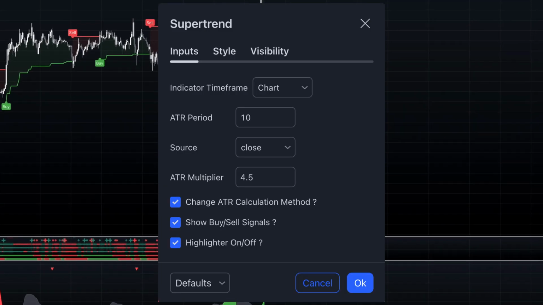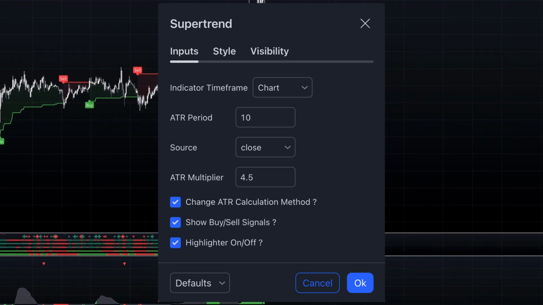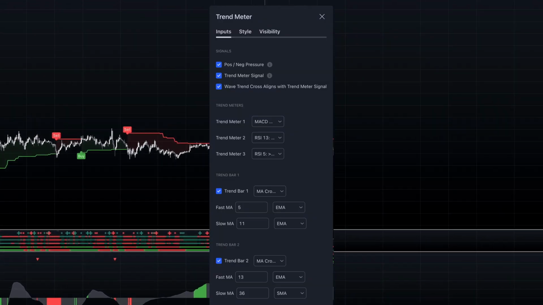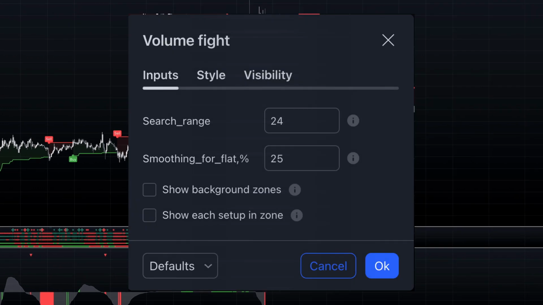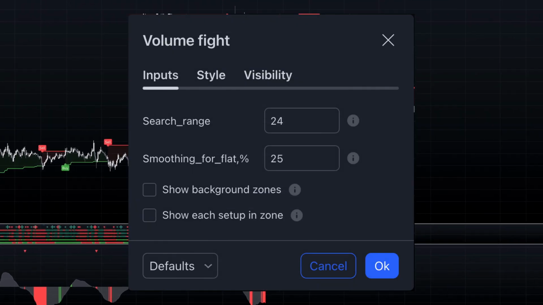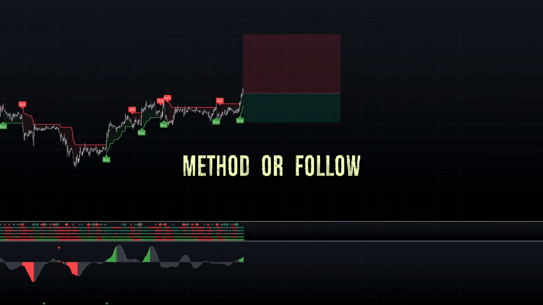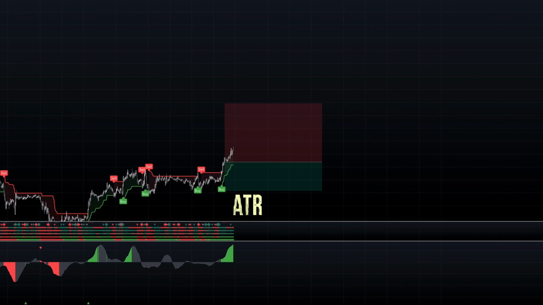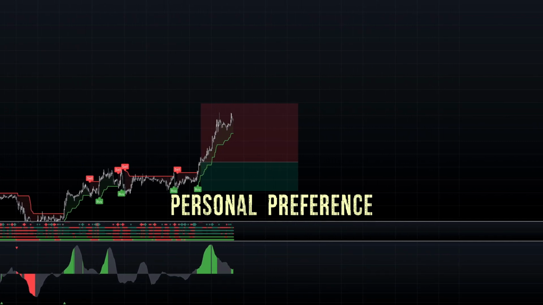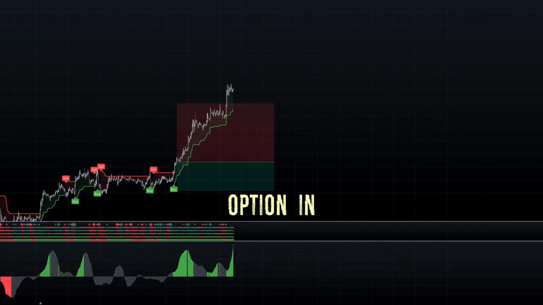These are the exact settings I use for the 1-hour Bitcoin to US dollar chart. You can try copying them, but remember to review them periodically, as they might need adjustment with changing price and volatility levels. For risk management, you can either use the standard risk-reward ratio method or follow the trade along the Supertrend ATR line. This depends on personal preference, and there is no better or worse option in this case.